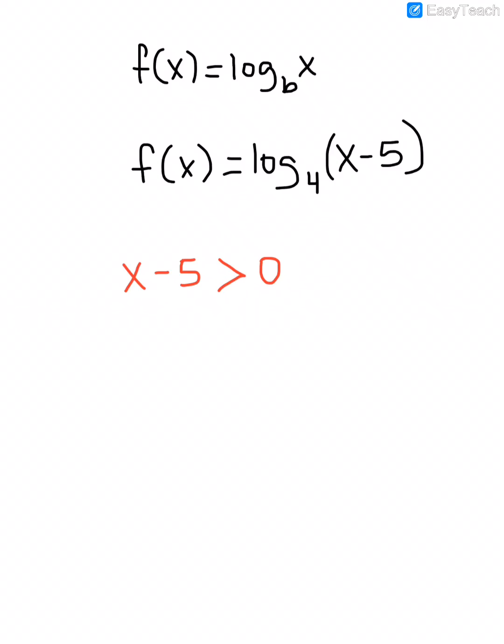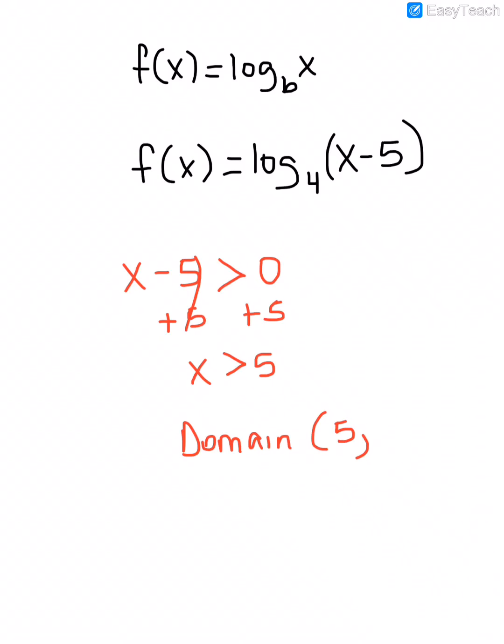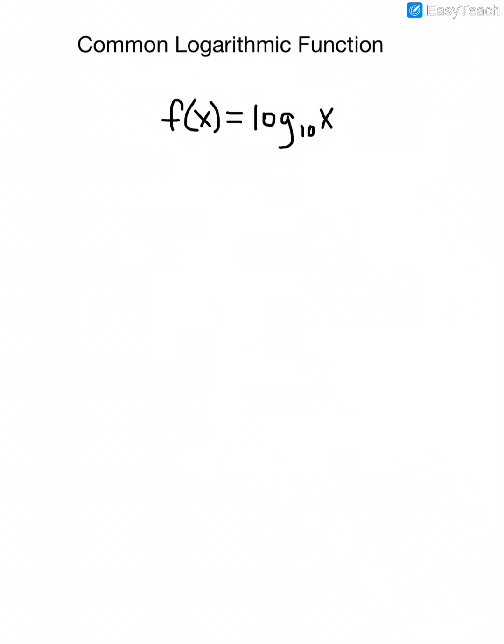So if we solve that, that tells us what the domain of this function is. If I add 5 to both sides to get x by itself, I get x has to be greater than 5. So the domain of this function starts at 5, 5 is not included, and it goes to infinity. So again, take whatever the argument is and say that it has to be greater than 0. Solve that, and that tells you the domain of the function.